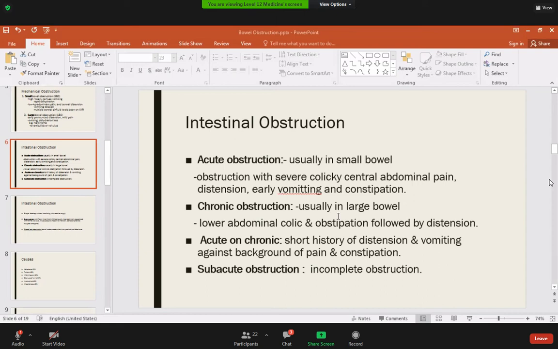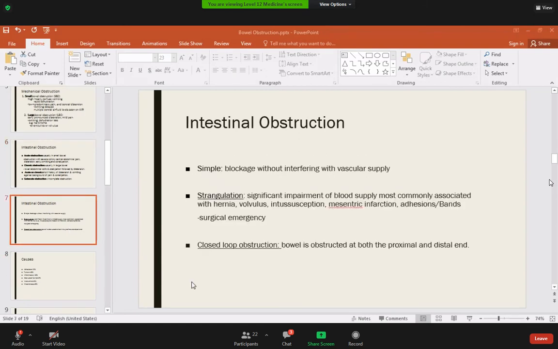Now, chronic obstruction usually occurs in the large bowel, and there is lower abdominal colic and obstipation, which is followed later by massive distension of the generalized abdomen. Sometimes there is a chronic obstruction on which there is some acute insult. There is a background of pain and constipation for long, and then there is a short history of sudden distension and vomiting. We call it acute on chronic obstruction. Then we may have subacute presentations, which are because of incomplete obstructions.